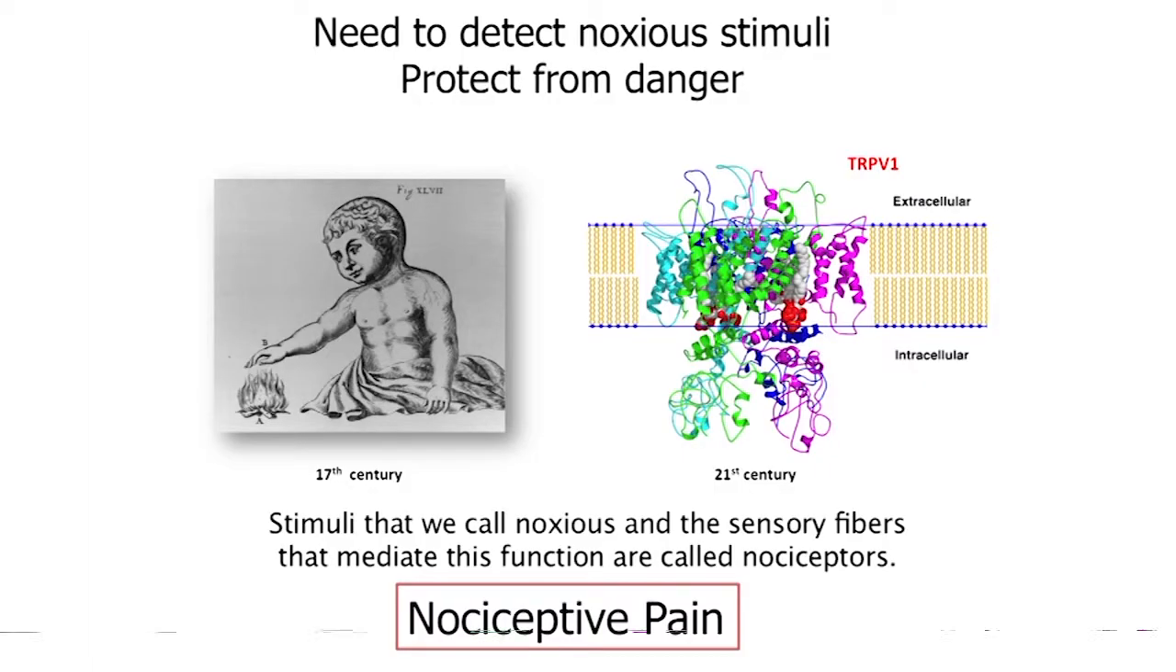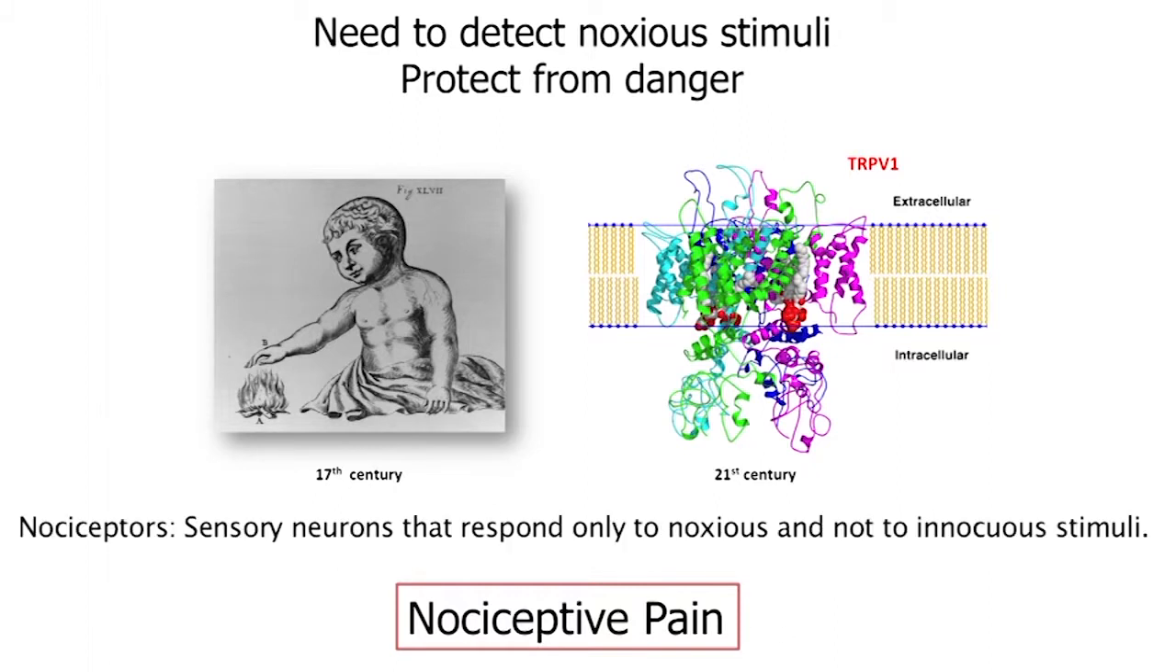And this early warning device is mediated by a specialized sensory apparatus that is activated only by intense or potentially damaging stimuli that we call noxious. And the sensory fibers that mediate this function are called nociceptors, which is another way of saying these are sensory neurons that respond only to noxious and not to innocuous stimuli.